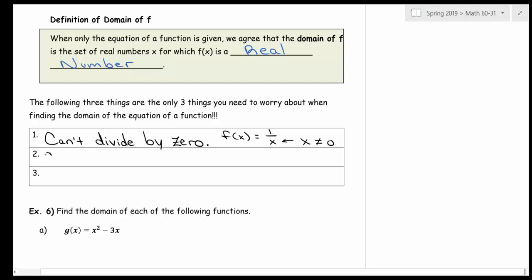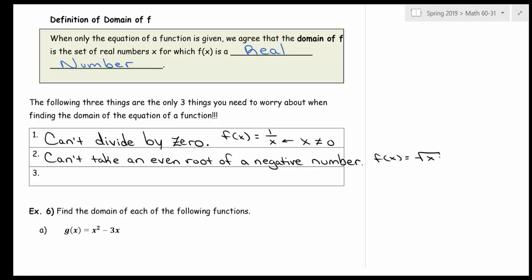Number 2, you can't take an even root of a negative number. This would only happen if you had something, for example, like f of x is equal to the square root of x.